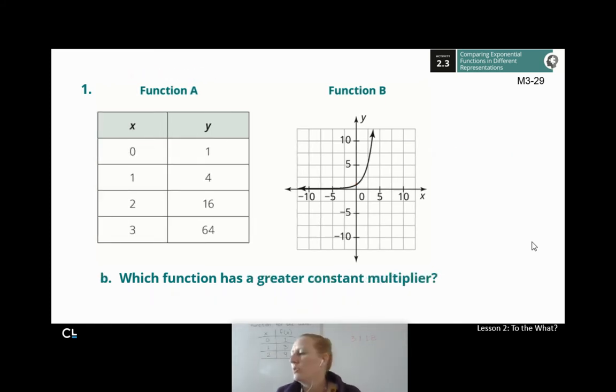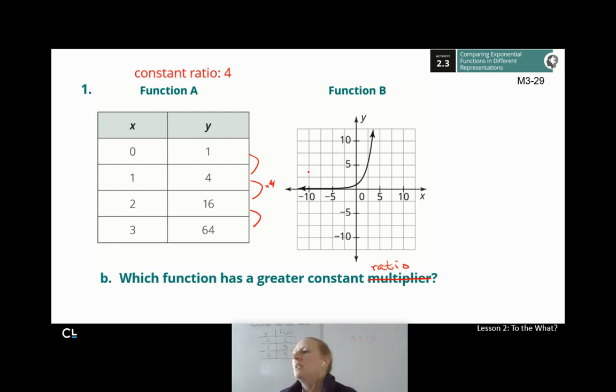Now, constant multiplier, it might be easier if you think of it as your constant ratio, right? That might be a little easier to think of it. So I'm looking at your pattern from here to here to here. It looks like we're multiplying by 4. Oh, sorry, that 4 is like tiny. So I'm going to say that my constant ratio is 4.